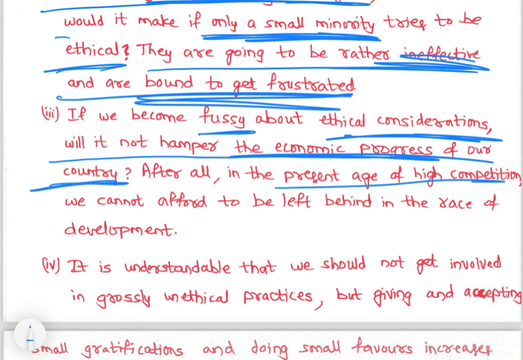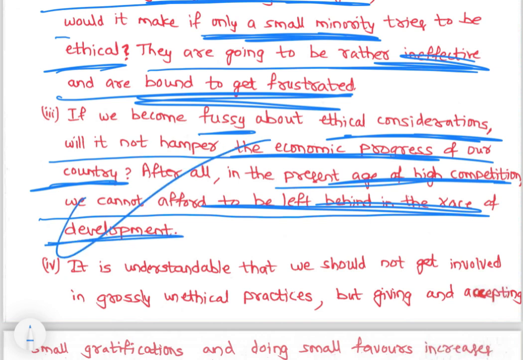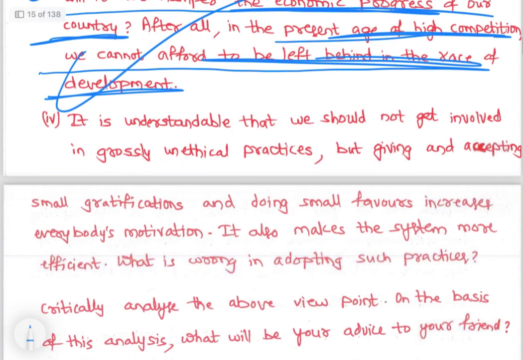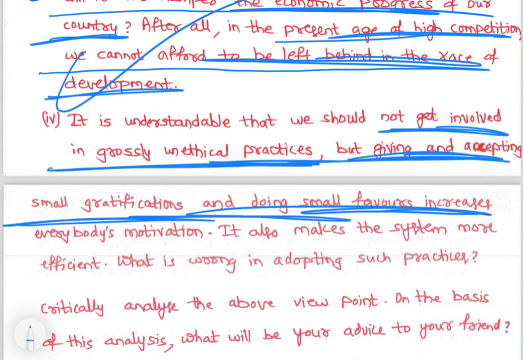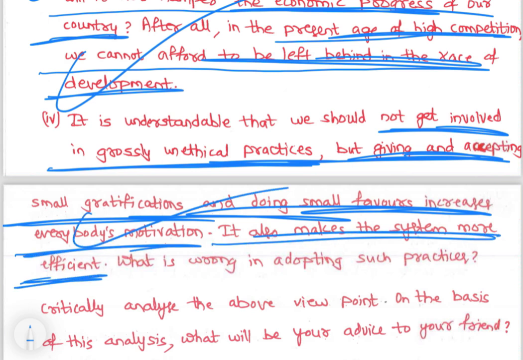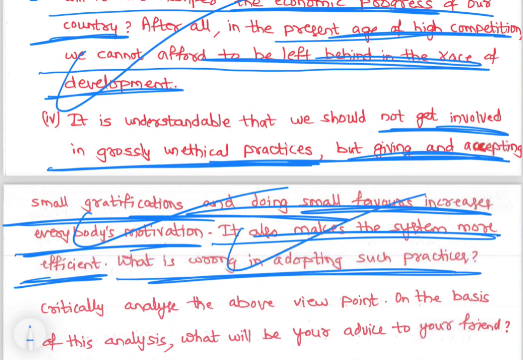After all, in the present age of high competition, we cannot afford to be left behind in the race of development. Again, similar to the third question, development versus economic progress versus ethics. Then it is understandable that we should not get involved in grossly unethical practices, but giving and accepting small gratifications and doing small favors increases everybody's motivation. It also makes the system more efficient. What is wrong in adopting such practices, right?